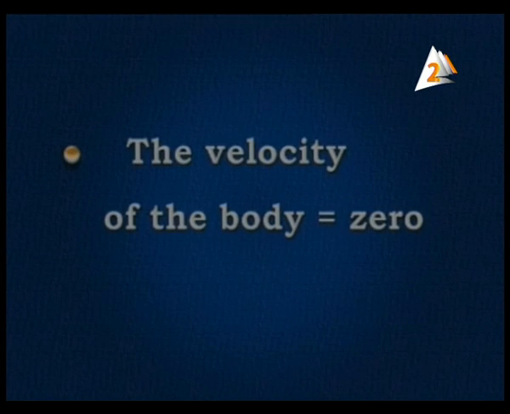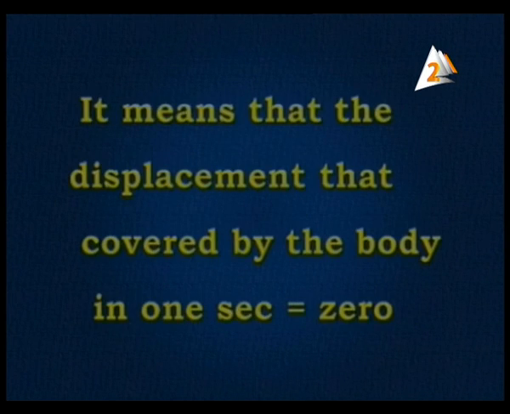Another question about the velocity of a moving body equal to 0. What's meant by this? Velocity 0 means I must talk about displacement. So it means that the displacement covered by the body in 1 second equals 0.